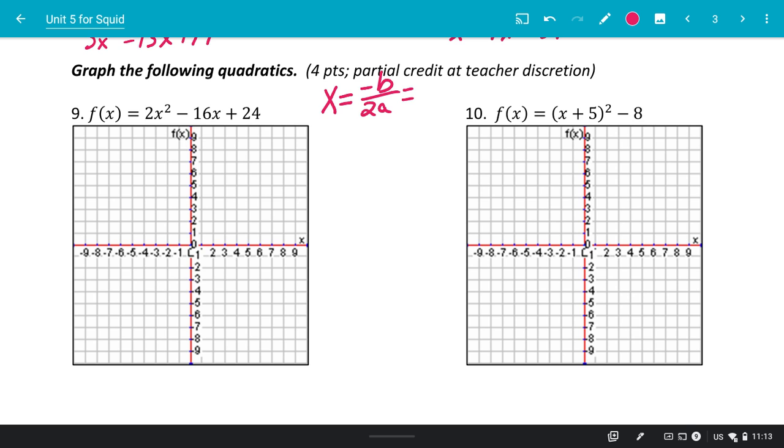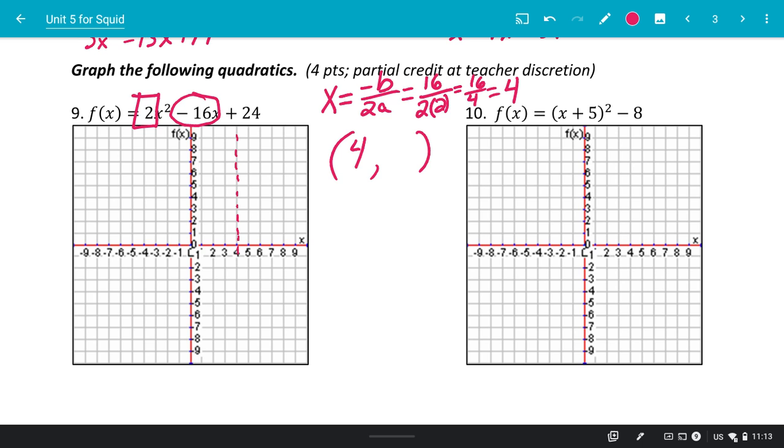What's b? Negative 16. So what's the opposite of b? 16. Over 2 times a. What's a? 2. So 16 over 2 times 2 is 4. 16 over 4 is 4. Repeat that. 16 divided by 4 is 4. So that tells me my x value of my vertex. It also tells me what we talked about during the problem of the day today, my axis of symmetry.